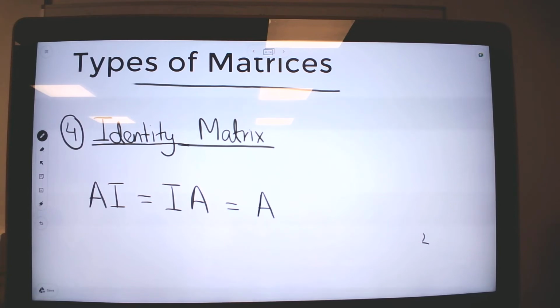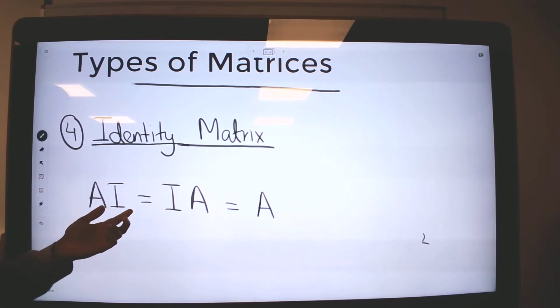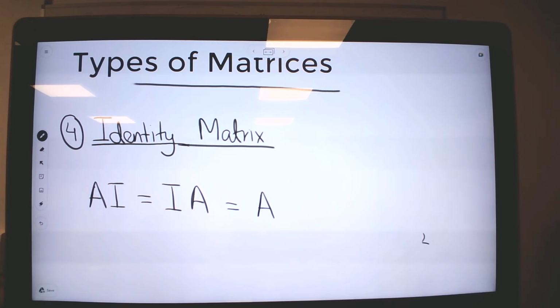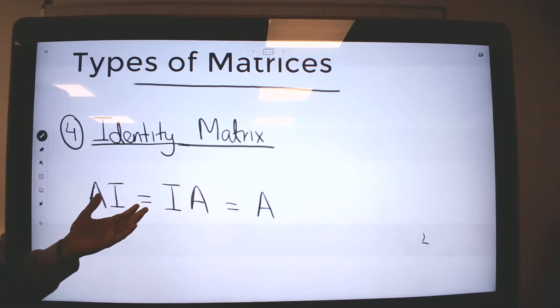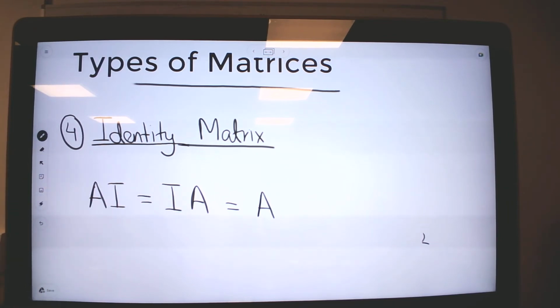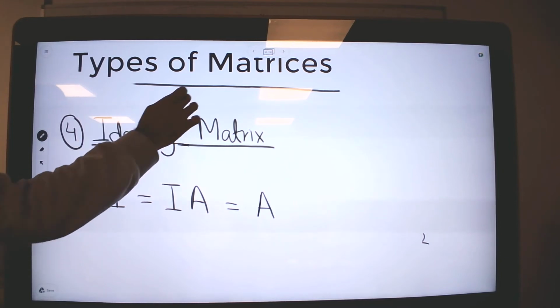In maths, 2 times 3 is the same as 3 times 2. In matrices, it's not. Yeah? The properties are not commutative. A times B is not equal to B times A. Yeah, it's the other way around. It can be different. We talk about that one later. So we did the identity matrix. Next one.